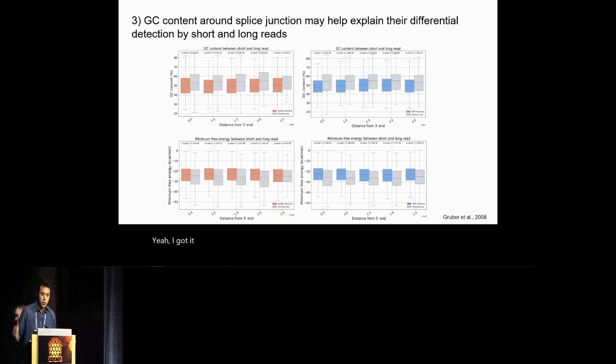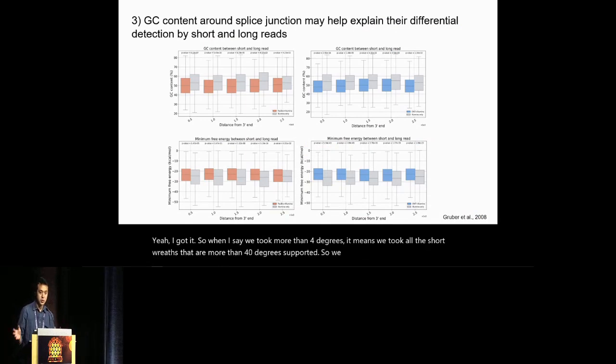So when I say we took more than 40 reads, it means we took all the short reads that have more than 40 reads supporting them. We basically use the reads based on short reads, because long read can't find all the junctions that short read can find. That's why we extracted the reads from short read that have more than 40 reads and computed the difference. So we actually used it based on Illumina, if that was your question.